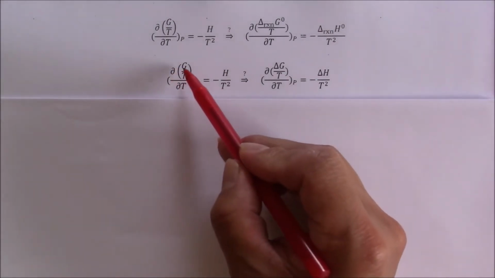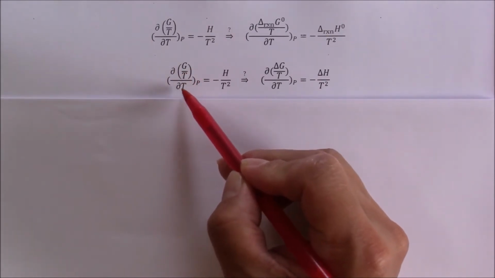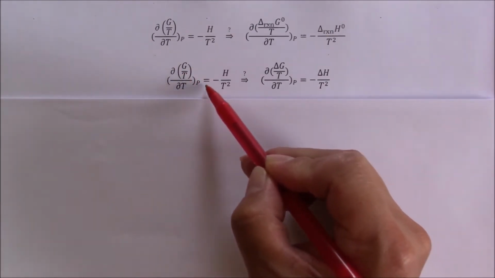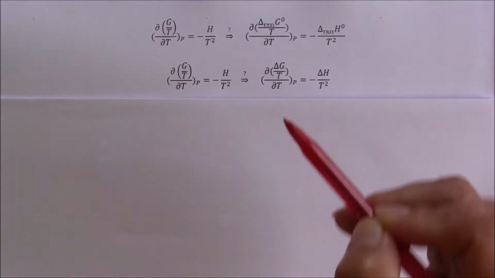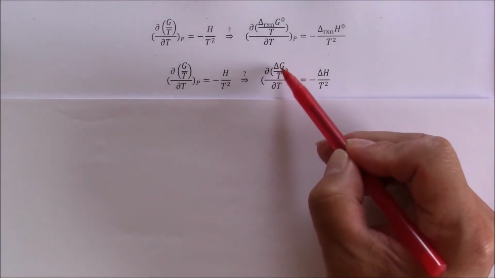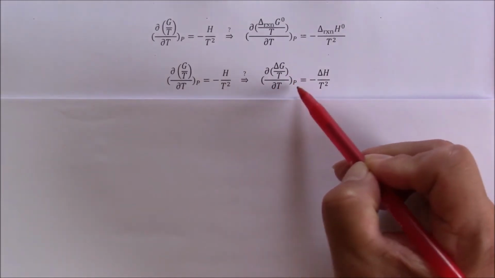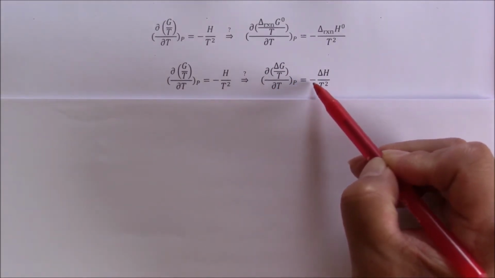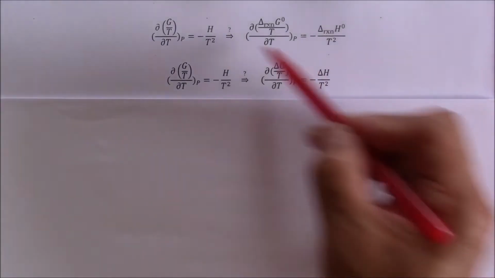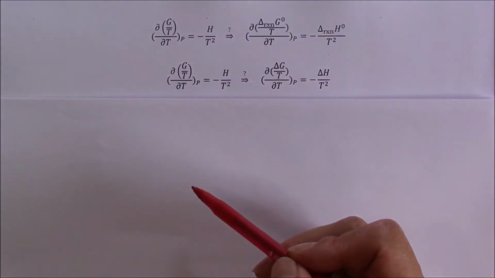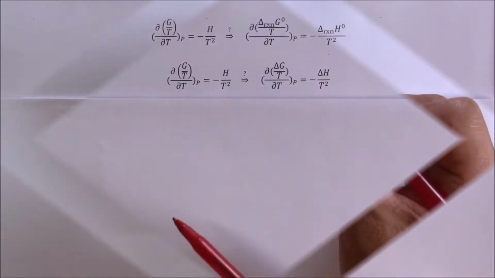What I want to prove is: if partial (G over T), partial T at constant P, equals negative H over T squared, then partial (delta G over T), partial T at constant P, will be equal to negative delta H over T squared. If the second one is true, why is the first one also true?